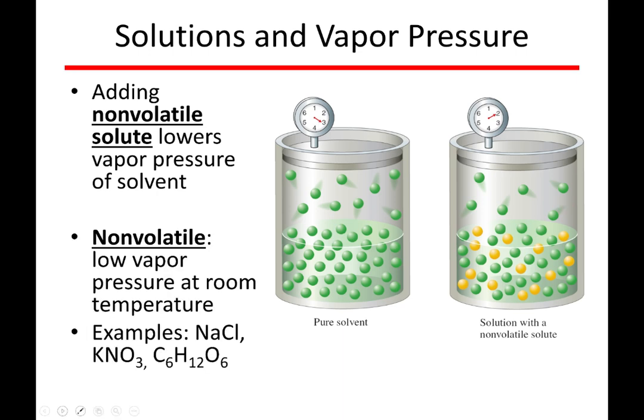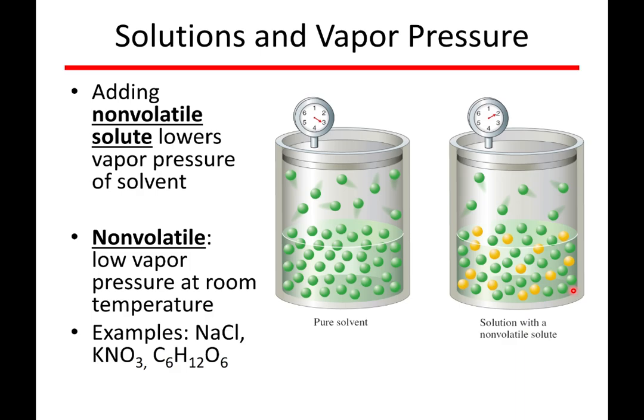Now, importantly, when we're talking about a non-volatile solute, I'll remind you that means it's a solute that does not evaporate, and it has a very low or even zero vapor pressure at room temperature. And so that's why we don't see any yellow spheres in the vapor phase. It's all going to be in the solution phase.